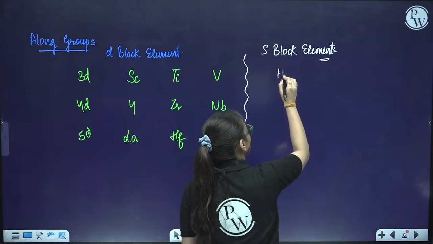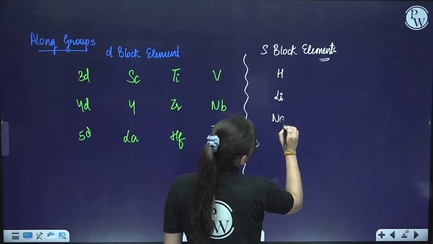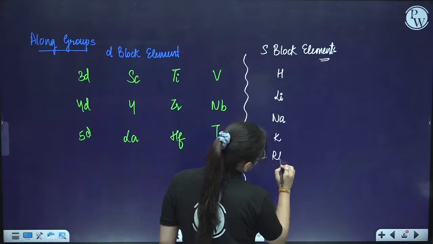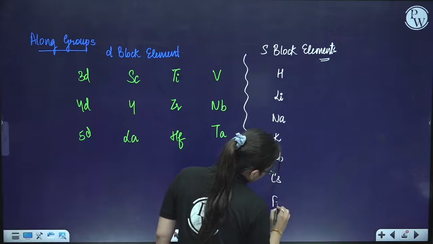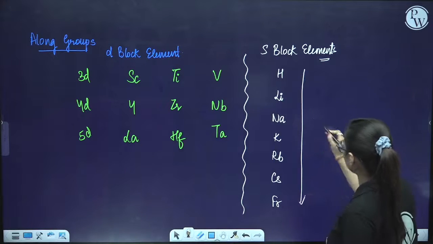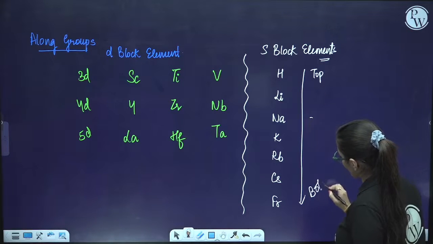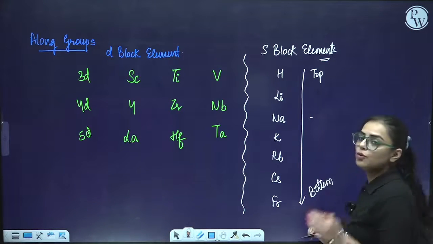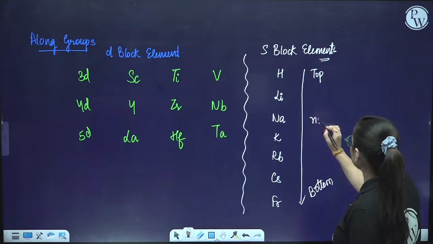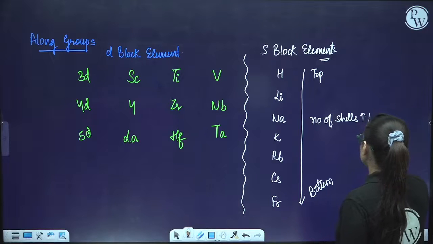we have written hydrogen, lithium, sodium, potassium, rubidium, cesium and francium. In this case, we have clearly seen that when we move from top to bottom along a group, what happens? The number of shells basically increases.